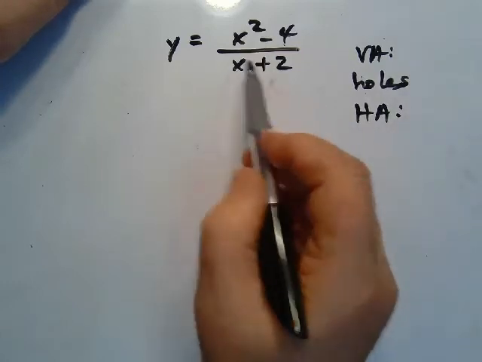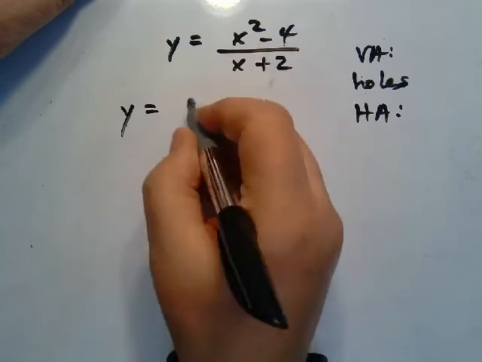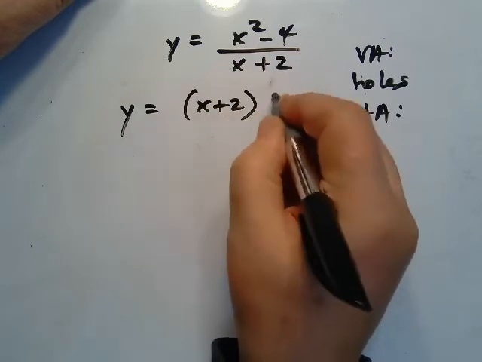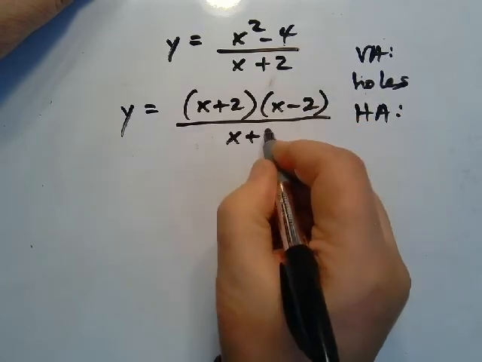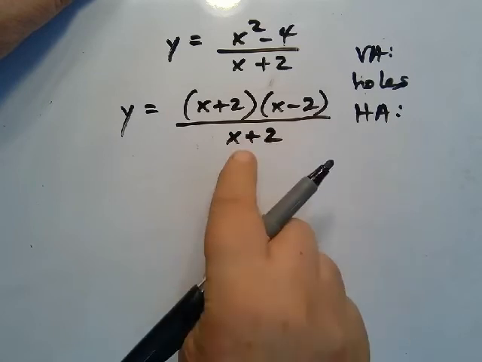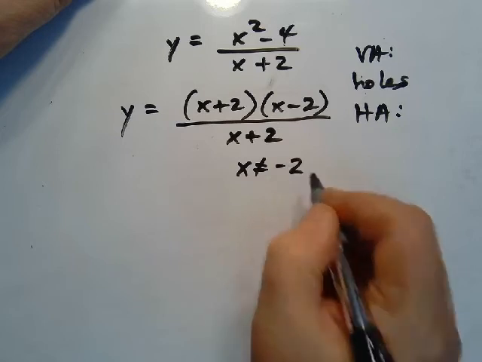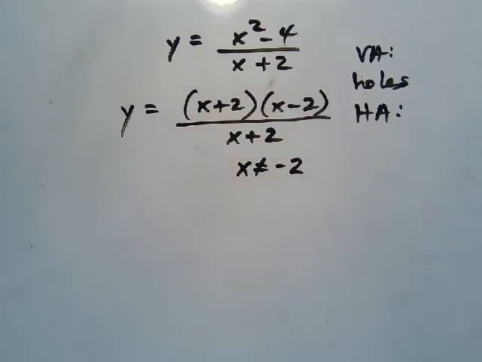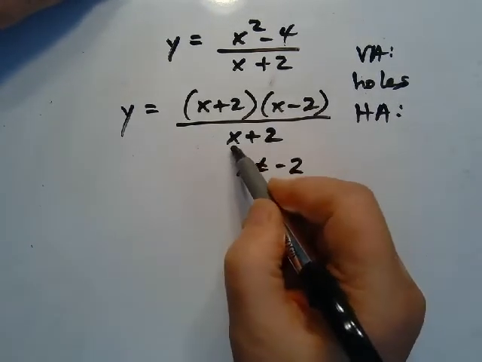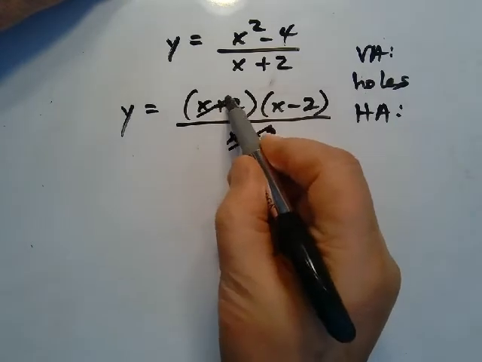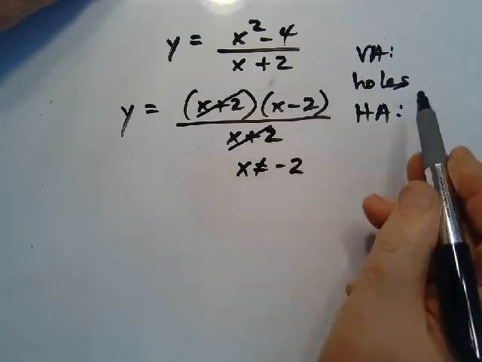asymptote. As I look at this problem here, I notice that the top is factorable, and that happens to be a difference of squares, so I'll get x plus 2 and x minus 2 all over x plus 2. Well, I can tell from the bottom I'm going to have an excluded value. X cannot be negative 2. Now you might assume that that's a vertical asymptote because it's an excluded value in the denominator. But look what's going to happen again. These are going to cancel, and anything that cancels changes from being a vertical asymptote to being a hole.